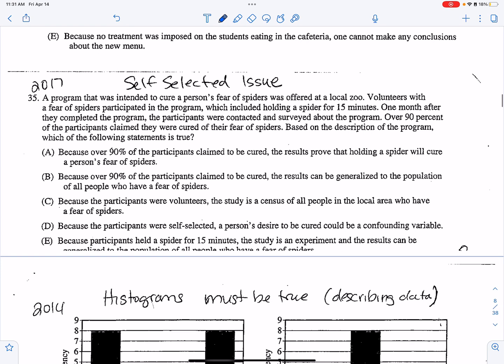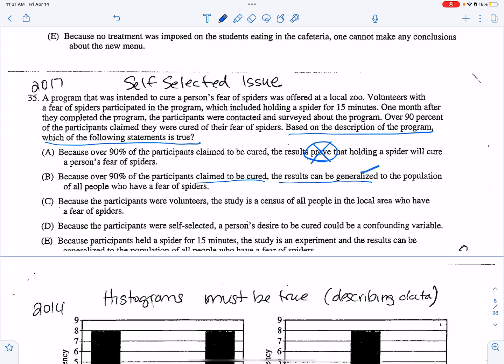The next self-selected issue, again, you can go ahead and read it if you'd like. Based on the description of the program, which of the statements is probably true? Let's talk about the issues with this. Because over 90% of the participants claim to be cured, the results prove. If you see prove, you know that's not right. This one says the results can be generalized because over 90% claim to be cured.